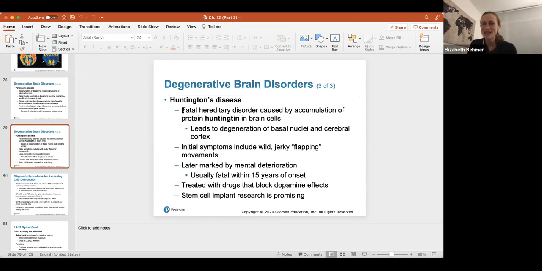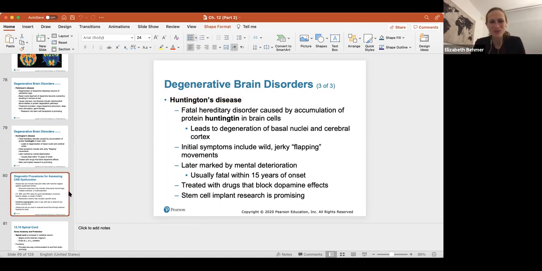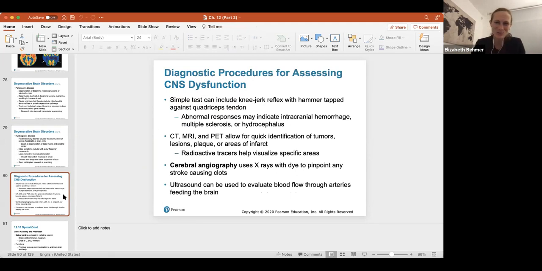Huntington disease is a fatal hereditary disorder caused by the accumulation of the protein huntingtin in the brain cells. What's a little scary about Huntington's disease, if you do genetic testing of yourself, oftentimes Huntington's disease doesn't present itself until later in life. So you wouldn't know if you've passed it on to your kids until much later. It's treated, but the stem cell implant research is promising. So anyway, I could talk forever about these disorders.